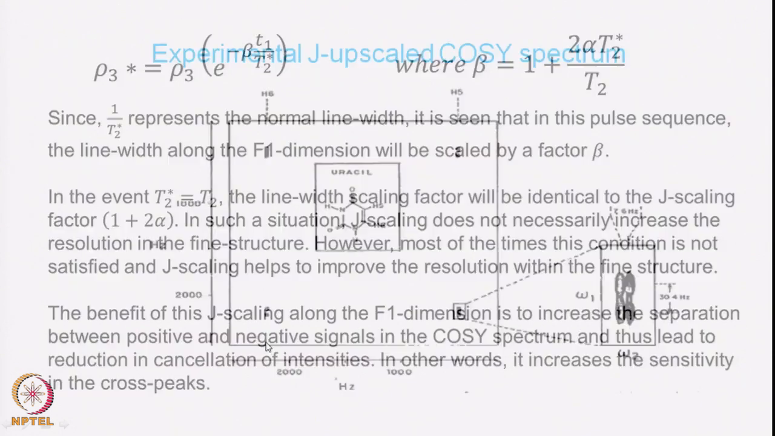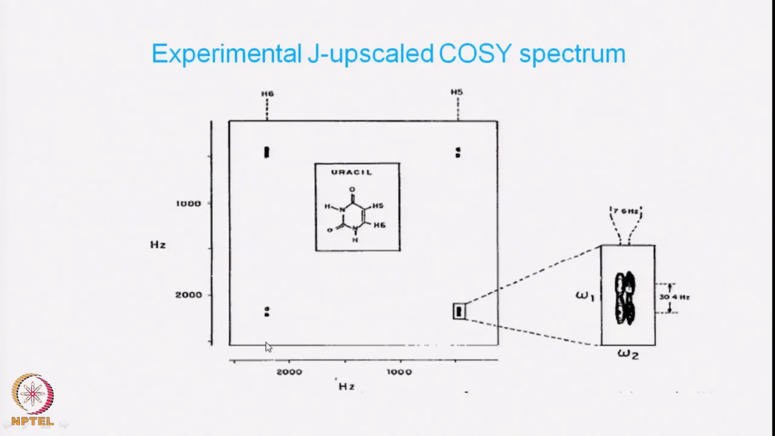And here is an experimental example. This is a small molecule uracil. It has two protons here and these two protons are J coupled and the coupling constant between them is about 7.3 hertz. Okay. And this coupling constant appears in the F2 dimension because we have done nothing in the F2 dimension. During the T2 period the evolution happens as with the normal COSY and it will appear in the fine structure as well. So there is one cross peak here in the diagonal peak here and this cross peak for example or this cross peak or this cross peak is actually blown up here in this one.